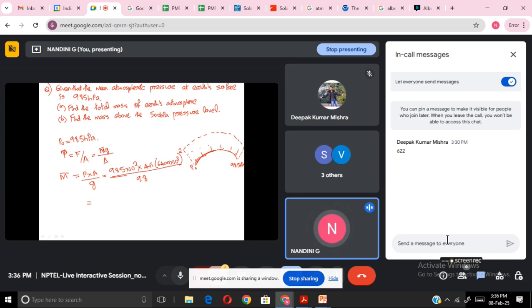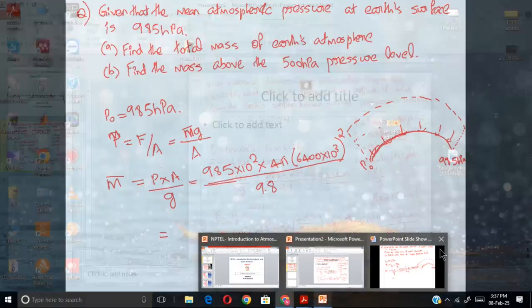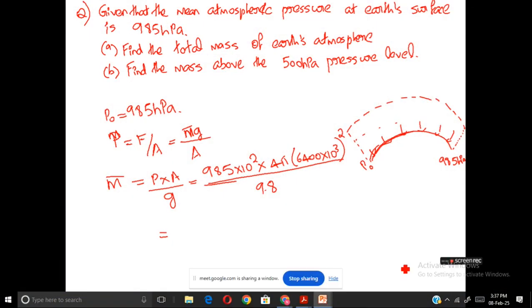So surface pressure is 985 into 10 raised to 2, and area will be the total area of the earth, the total surface area that is in contact with the atmosphere, which is given by 4 pi r square. R is the radius of the earth, which is having a value of 6,400 kilometer, or 6,400 into 10 raised to 3 meter, divided by G. What will be the final value? How much kilogram it will be? Anyone?